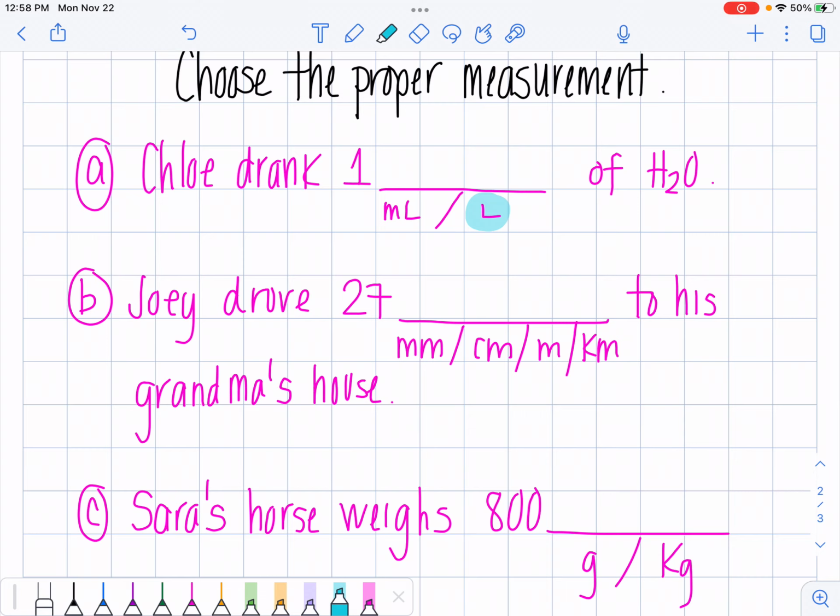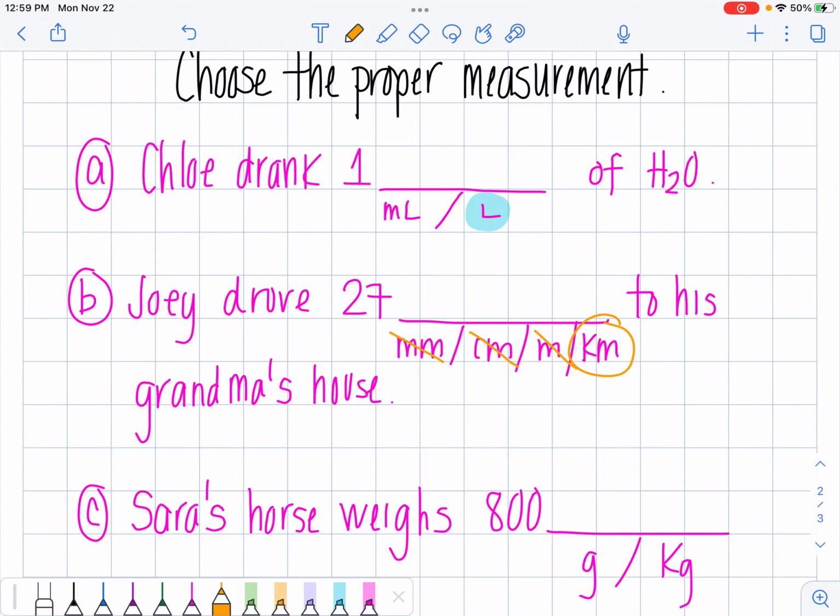Joey drove 27, and then you have to choose millimeters, centimeters, meters, or kilometers to his grandma's house. So remember, a millimeter is the thickness of a dime. A centimeter is the thickness of a pen. A meter is the length of a baseball bat. And a kilometer is about 13 airplanes. Well, you wouldn't drive the thickness of a dime. You're not going to drive the width of a pen. And you're not going to drive the length of a baseball bat. You're going to drive in kilometers.